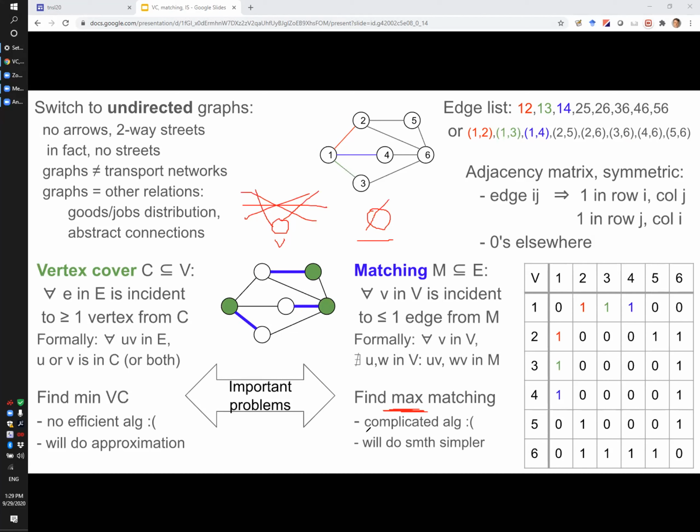So actually for finding a maximum matching, there exists an algorithm, but it's quite complicated. We'll not consider it. We will do something simpler.